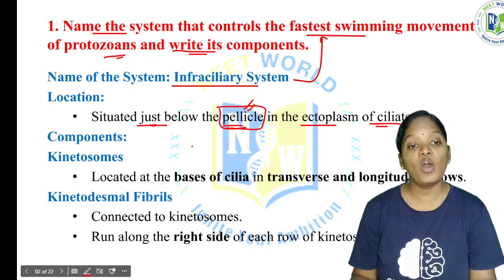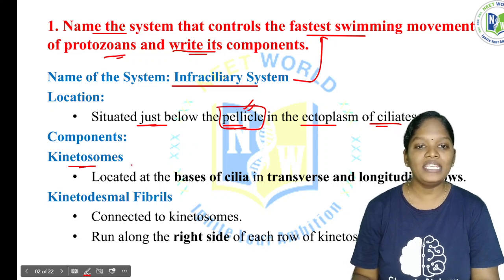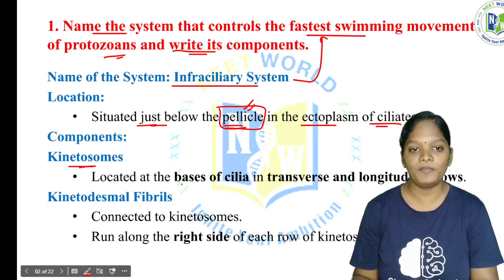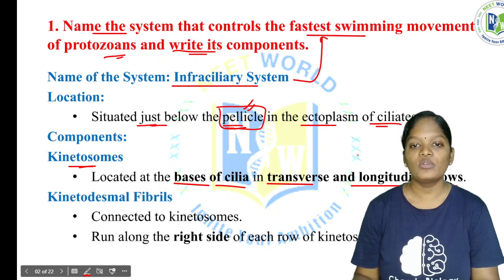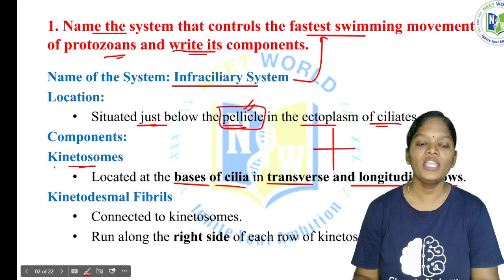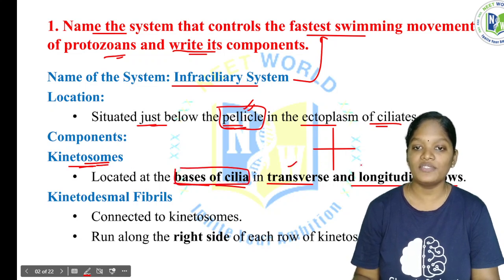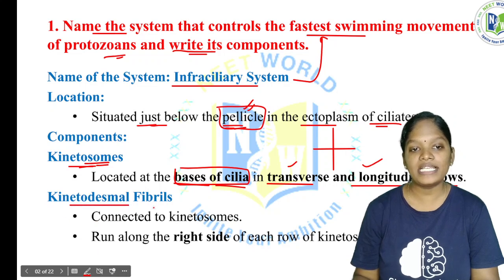So what are the components present in this system? Kinetosomes. The kinetosome is the structure which gives rise to cilia. It is located at the base of the cilia in transverse and longitudinal rows. Longitudinal means this, and transverse means this. So the kinetosomes are located at the base of the cilia, both in transverse as well as longitudinal rows. And what about the kinetodesmal fibrils?